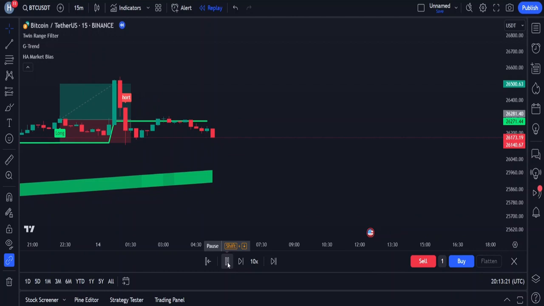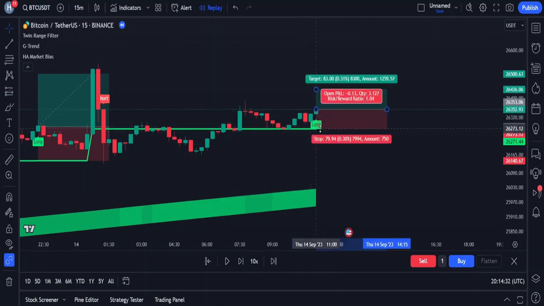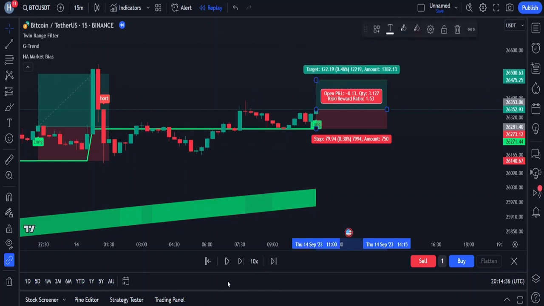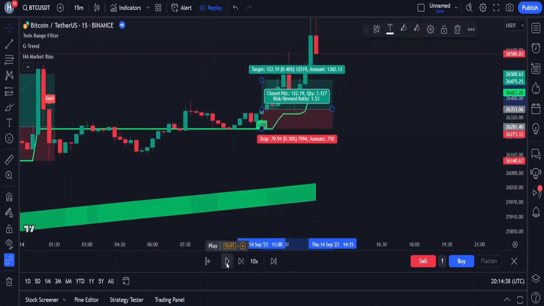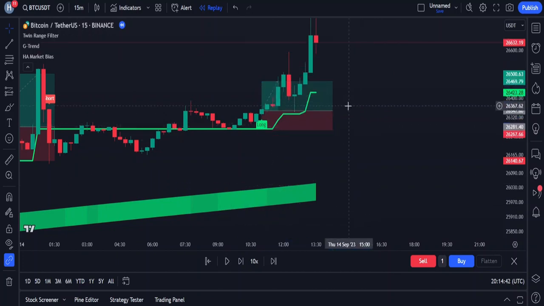Now let's take a look at another example. Here we can see we got a buy signal and the price is above the G-Trend line and also the graph of the Market Bias indicator. And both of these indicators are green in color. So I'll open a buy position here. Set my stop loss at the G-Trend line indicator and my risk to reward ratio at 1.5. I hope you guys have understood the rules for entering a buy trade through this strategy. Now, let's go through the rules for entering a sell trade.